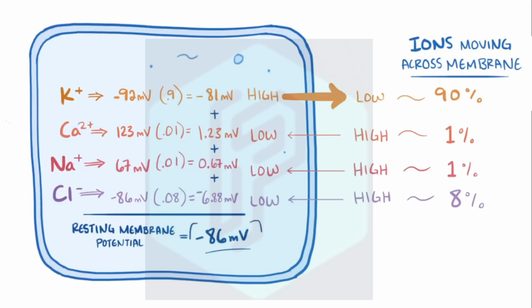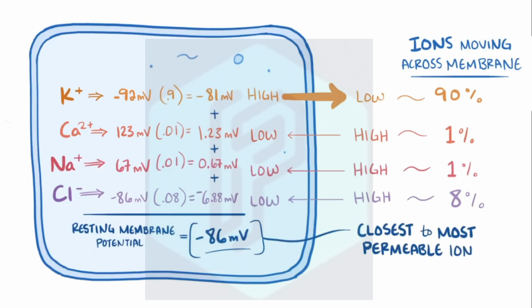Now, this resting membrane potential is usually closest to whichever ion's the most permeable across the membrane, which in this case is potassium, right? But by changing the cell's permeability to ions by adding or removing ion channels, a cell can actually change its resting membrane potential.